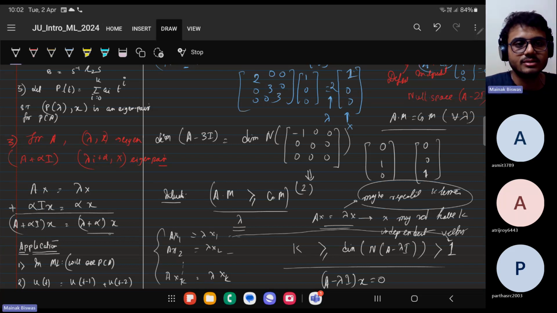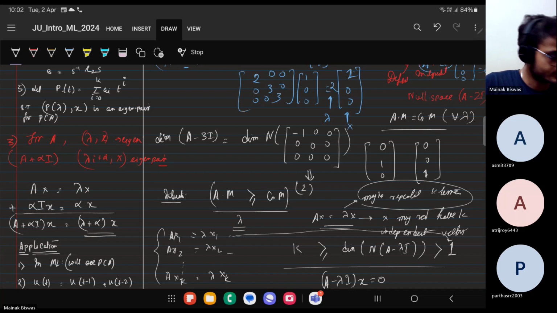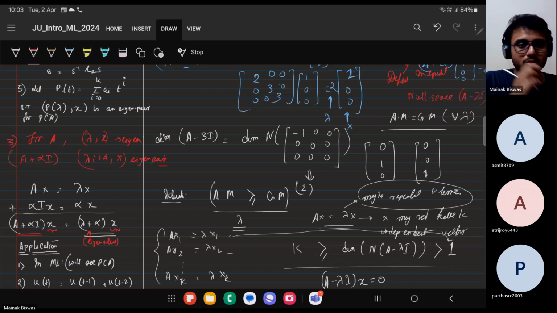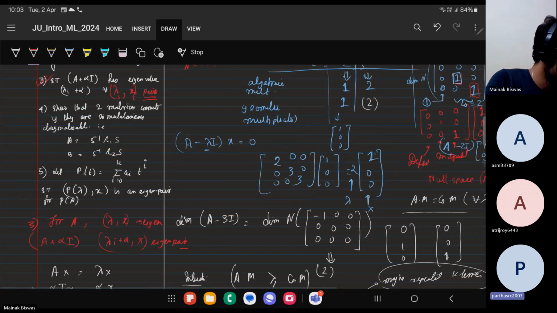Clear to everybody? So for this matrix, you have the same eigenvector and this is the eigenvalue. Clear to everyone? Yes.